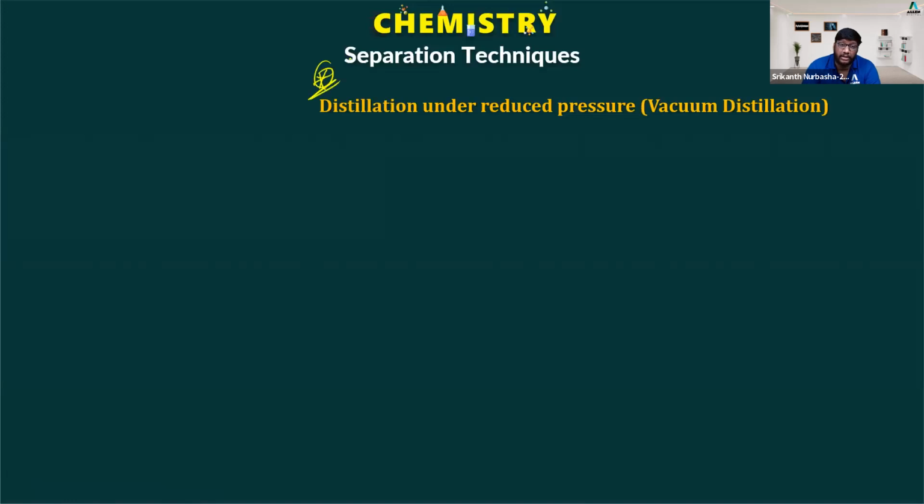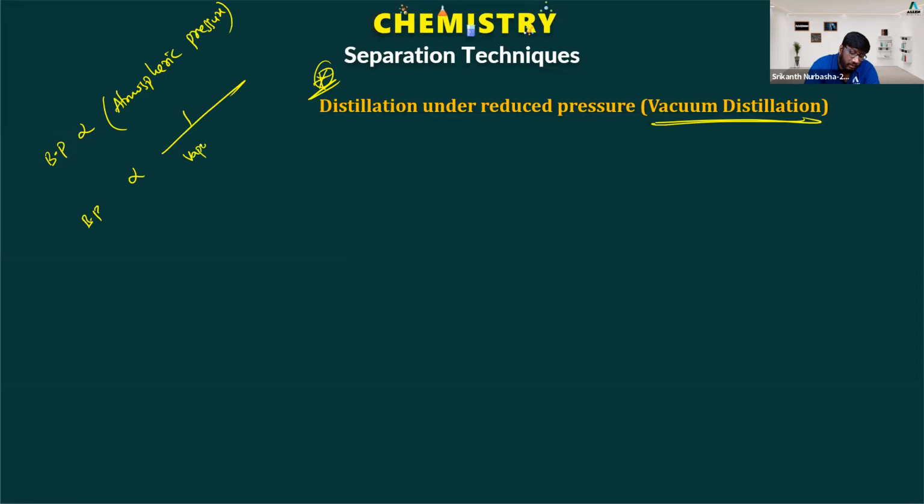Next technique, distillation under reduced pressure, vacuum distillation. This is used whenever a particular compound undergoes decomposition at its boiling point or near its boiling point. Boiling point is directly proportional to atmospheric pressure, and what about vapor pressure? Boiling point is inversely proportional to vapor pressure. Boiling point is directly proportional to atmospheric pressure, whereas inversely proportional to vapor pressure.